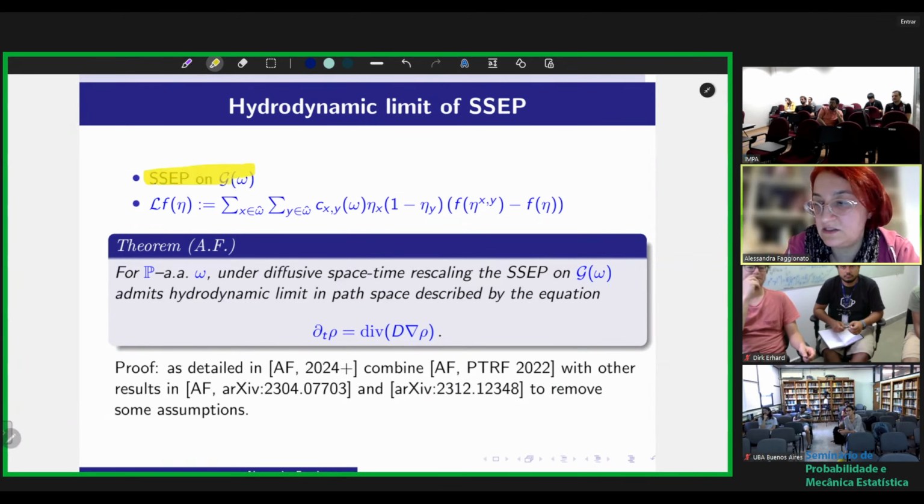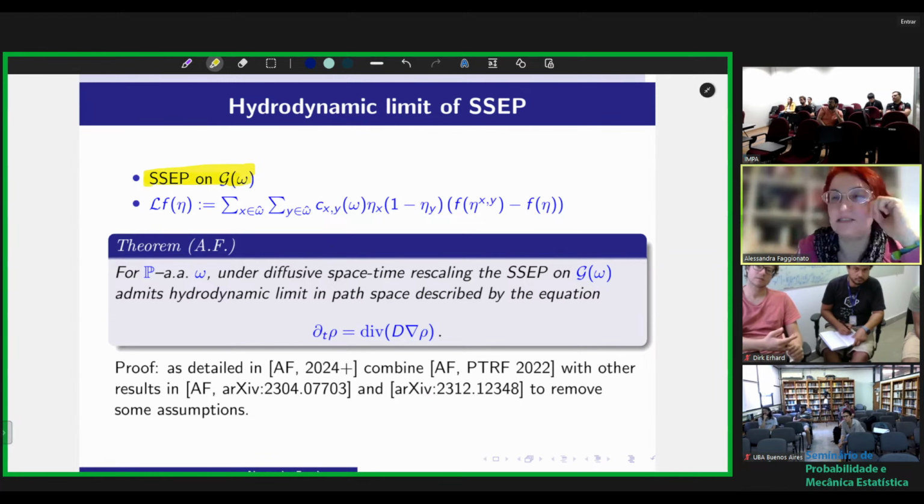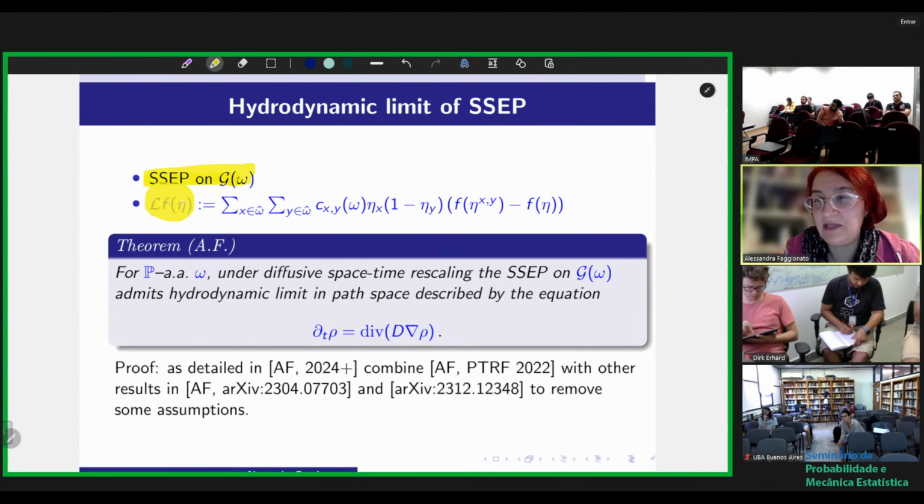So this is my last slide. Consider now the symmetric simple exclusion process on G omega. So multiple random walks, not just one, many of them as before, but with site exclusion. If a random walk attempts to jump to a site which is occupied by a particle, then the jump does not take place. Here I've written the generator, and I suppose that everyone in this audience knows interacting particle systems.